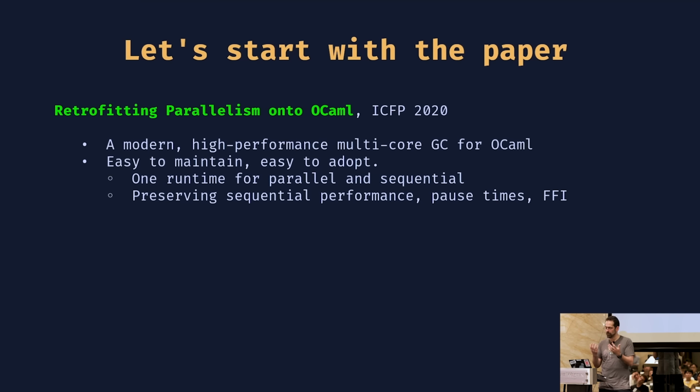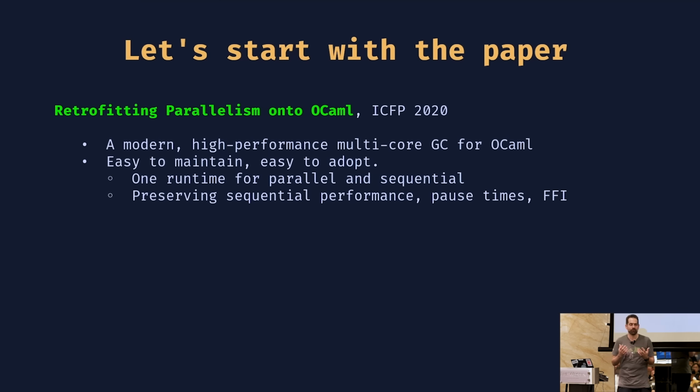So to make it easy to adopt, it has to preserve the performance characteristics that you already had coming in. So sequential performance couldn't be changed. They couldn't massively change pause times, right? An important part of a garbage collector is not just the net performance of your program, but what it does to the responsiveness of it, how long you end up waiting for the garbage collector to do things. OCaml has a pretty good story in terms of relatively small pause times. They wanted to preserve that.